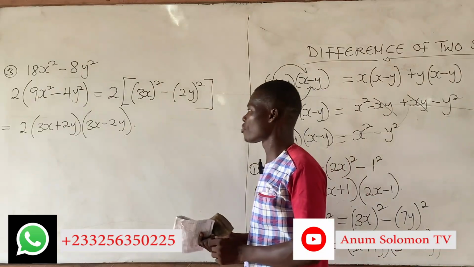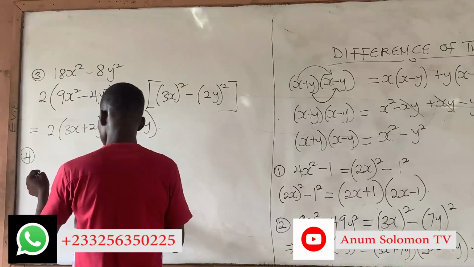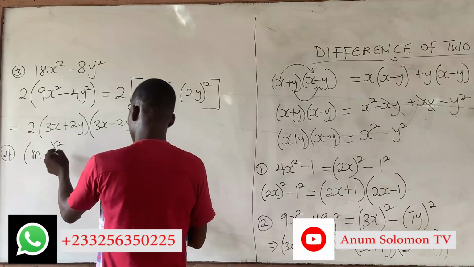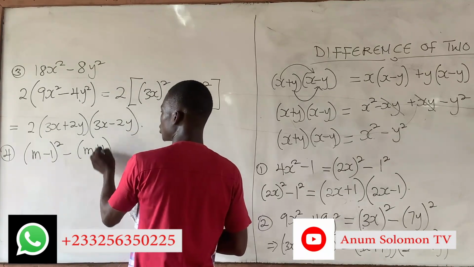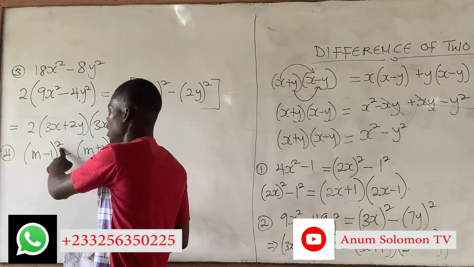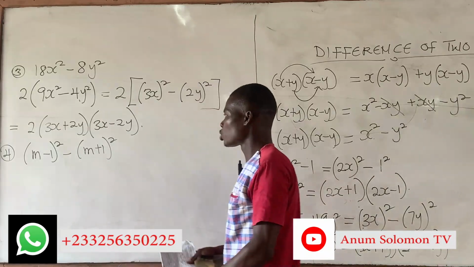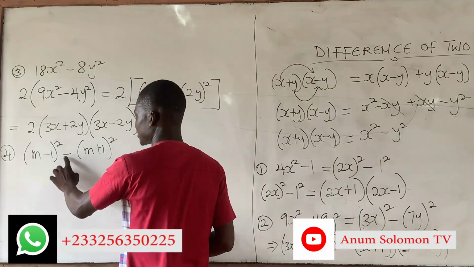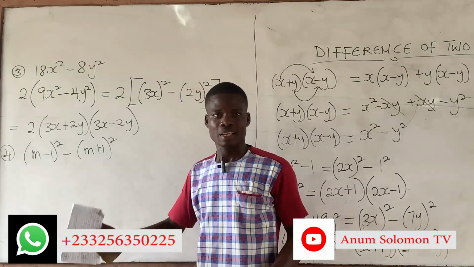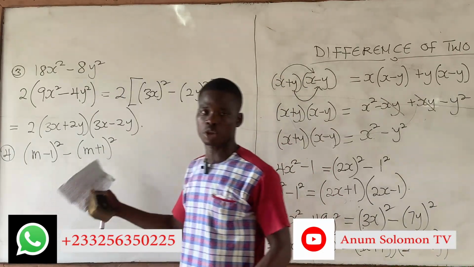Now let's move on to the next example, which is example number 4. We have to factorize (m minus 1) squared minus (m plus 1) squared. You see that the power 2 here is affecting all of the terms in the bracket. The same thing applies to this bracket. Since the operation sign between these two brackets is minus, and the powers are 2, this expression is a difference of two squares. So we can use the identity to solve this problem.